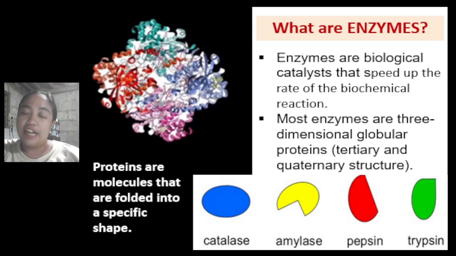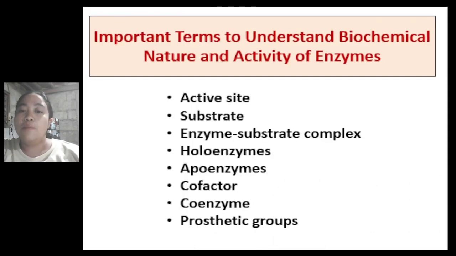Again, what are enzymes? They are biological catalysts that speed up the rate of biochemical reactions, and most enzymes are 3D globular proteins because of their tertiary and quaternary structure. These are the important terms that you need to understand for the activity and biochemical nature of enzymes. First, let's have the active site and substrate. What is an active site?